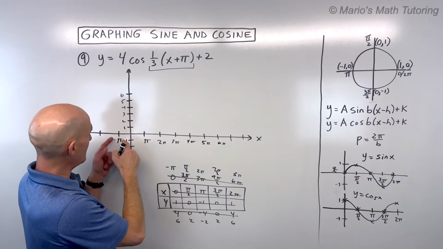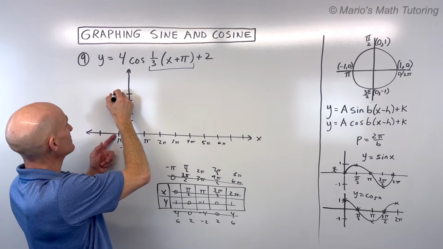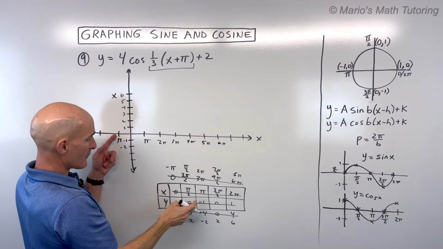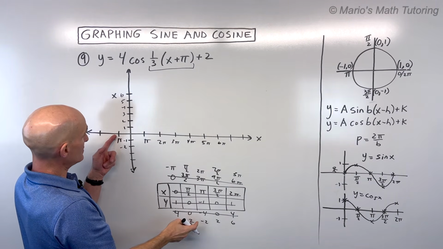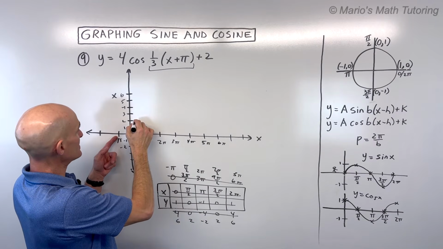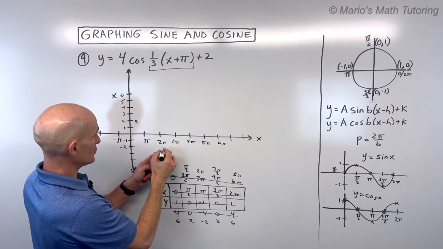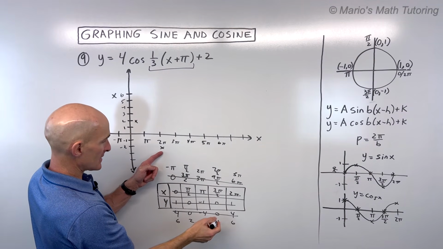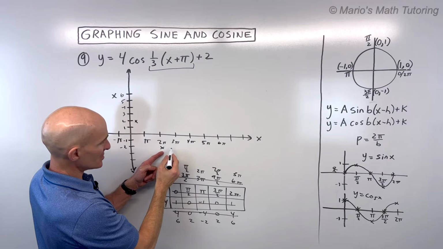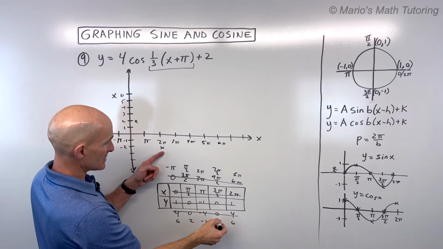Let's plot them. So we've got negative pi, 6, pi over 2, which is at 2. Okay, that's halfway between 0 and pi. Then we have at 2 pi, we're at -2. And at 7 pi over 2, which is 3.5 pi, you're at 2.